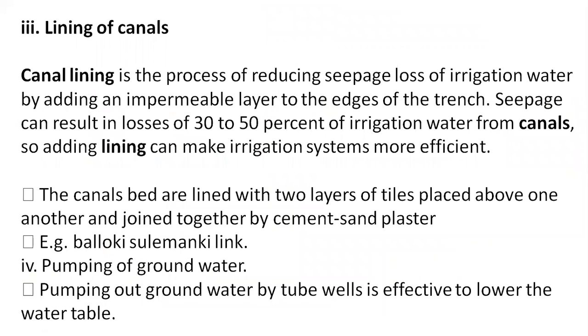Okay, now how can we again combat the problem of waterlogging? This is done by lining of the canals. Okay, so lining a canal is the process of reducing seepage loss of irrigation water by adding an impermeable layer to the edges of the trench.